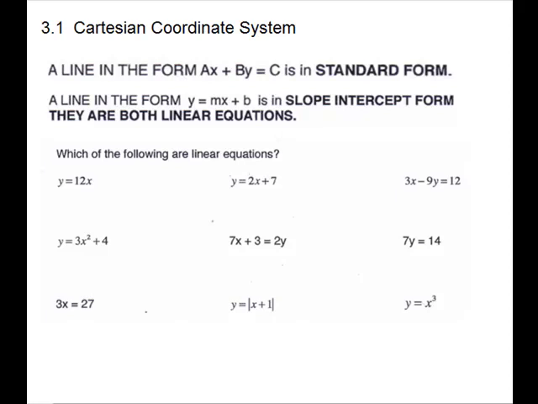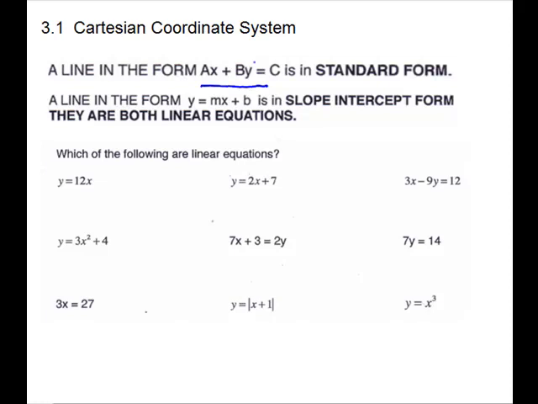We're working on the Cartesian coordinate system, also known as the rectangular coordinate system, and we're going to look at linear equations. So for our first definition here, a line in the form of ax plus by equals c is called standard form. And this has the x and y term on the same side, the constant on the other side. And notice your exponents of x and y are 1 in a linear equation.